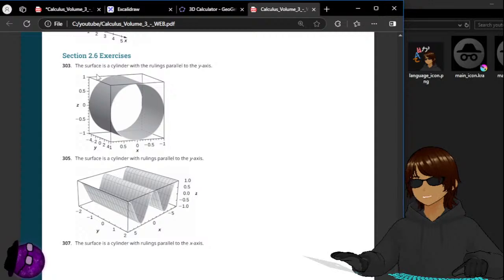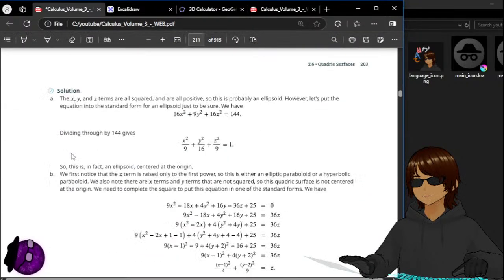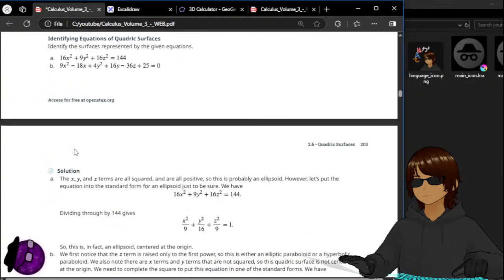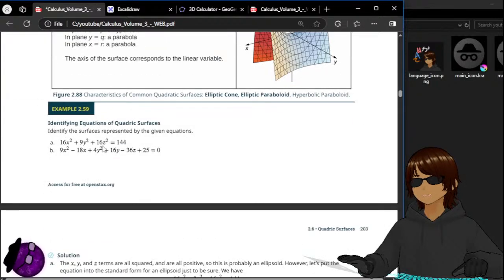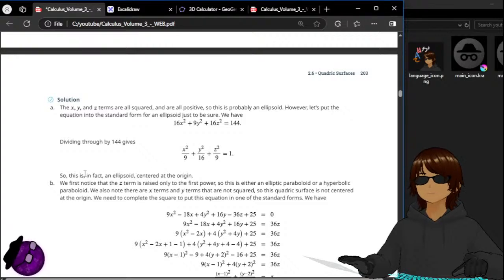5, 6. The surface is a cylinder with rulings parallel to the y-axis. This is, oh no, wait, this is from an example. The x, y, z terms are all squared and are all positive, so this is probably an ellipsoid. However, let's put the equation into standard form for an ellipsoid just to be sure. Dividing by 144 gives this. So in fact this is an ellipsoid centered at the origin.